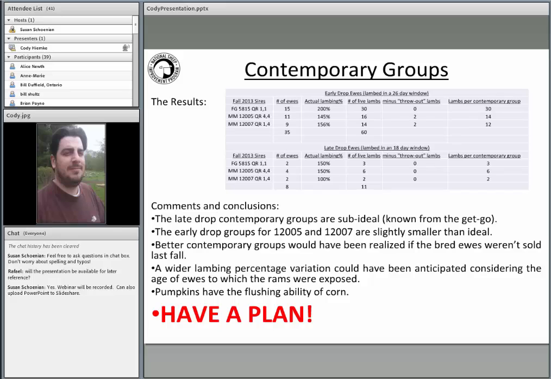So this is the results. And you'll see what we ended up with as far as number of ewes bred to each of those rams under the mature ewe. I don't know if you can see my cursor. I don't think you can. If somebody can see my cursor, say yes. You don't all have to at once.